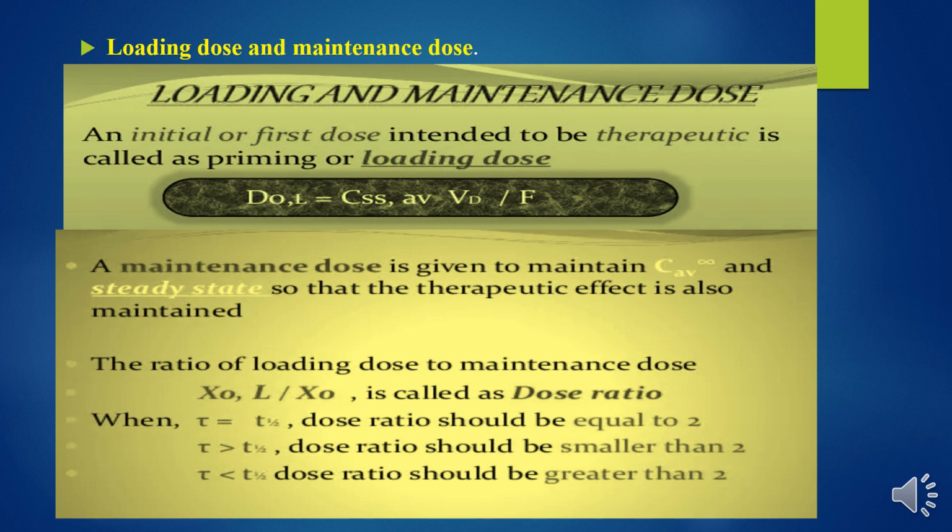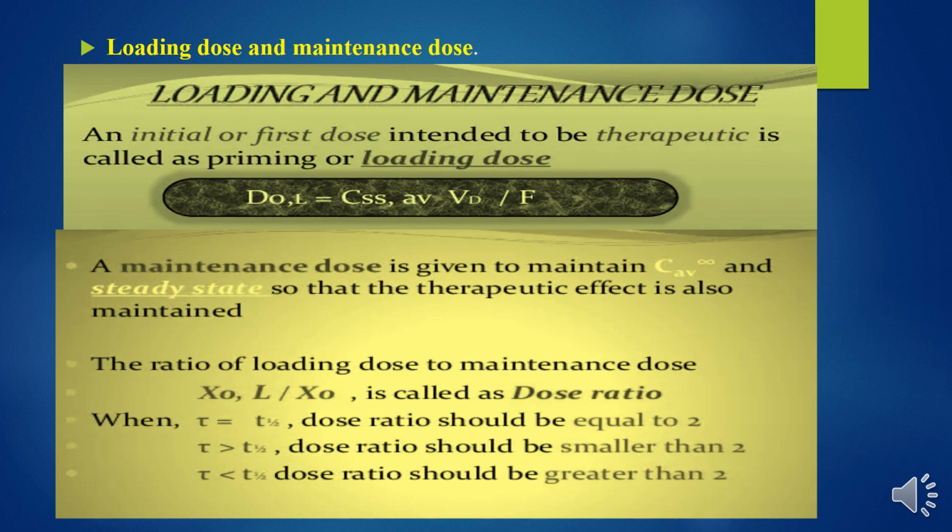Next question is about loading and maintenance dose. The initial dose given first to produce the therapeutic effect is known as the priming dose or loading dose, and we represent it by capital D subscript 0, L. We can correlate this with steady state concentration. Whereas maintenance dose means we give this dose to maintain the concentration at infinite time and at steady state, so that we can maintain the therapeutic effect. And the ratio of loading to maintenance dose is known as the dose ratio. We already mentioned loading dose is D subscript 0L, whereas maintenance dose is X0.